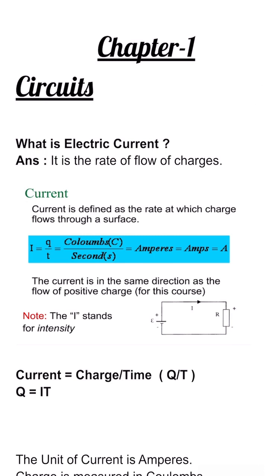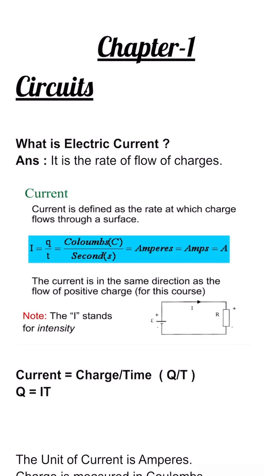Now this is a question that will come in your exam. What is electric current? It is the rate of flow of charges. তোমাকে যদি ask করে what is electric current, মুখস্থ করে বলবা it is the rate of flow of charges, okay? Electric current is the rate of flow of charge, okay? Current is defined as the rate at which charge flows through a surface, which is the same thing.